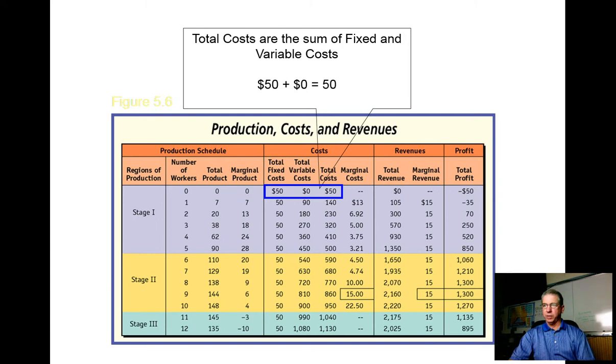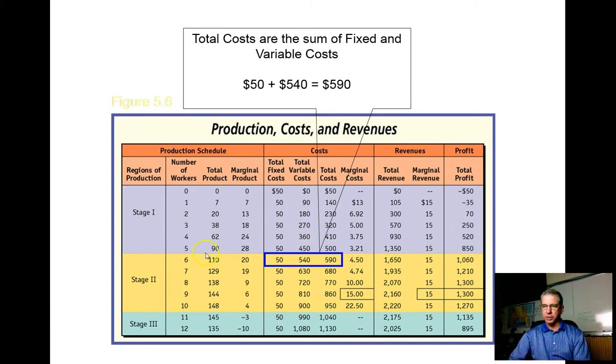So 50 plus 0 equals a total cost of $50. Now, the variable cost here is 0 because we have no workers. And the only variable cost we are going to deal with in this particular schedule or table is the cost of labor. So I believe we covered that in that previous video. So we hire 1 worker, and that's at a cost of $90.